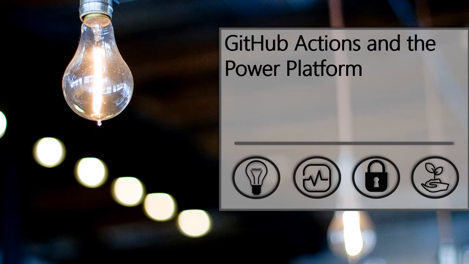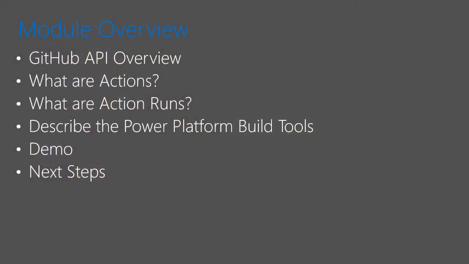In this edition, we will cover GitHub Actions and the Power Platform. All right, so in this video, we're going to quickly cover the GitHub API, perform an overview of it, talk about GitHub Actions, GitHub Action Runs, describe the Power Platform build tools for GitHub, perform a demo of the Power Platform build tools, including how to export a solution, extract a solution into source, and PR it back into a main branch. And then we'll talk about next steps.